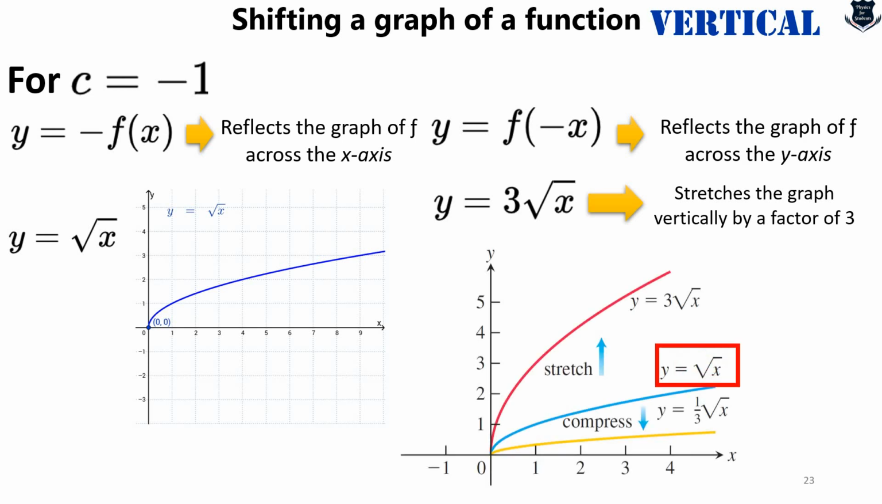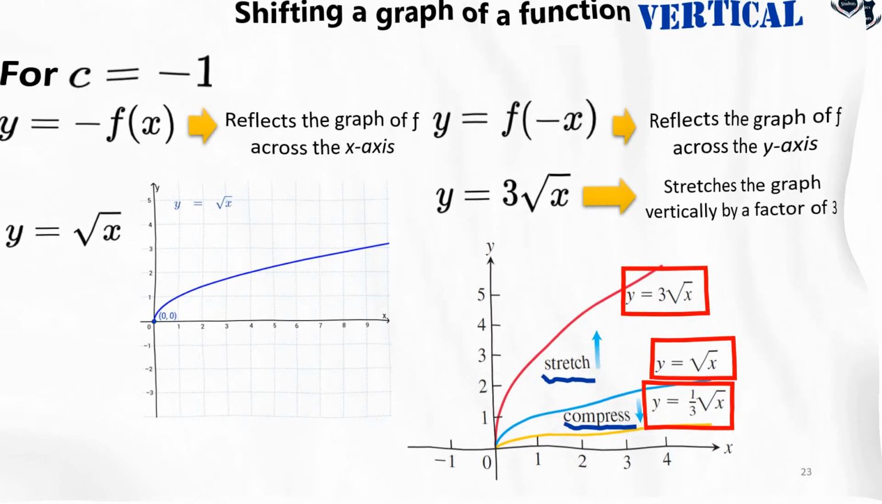Here you can see this is the original equation, y equals square root of x. Here you can see it stretches. So here it is a stretch, and y equals 1 upon 3 square root of x, it compresses. So this is what is called stretching and compressing.